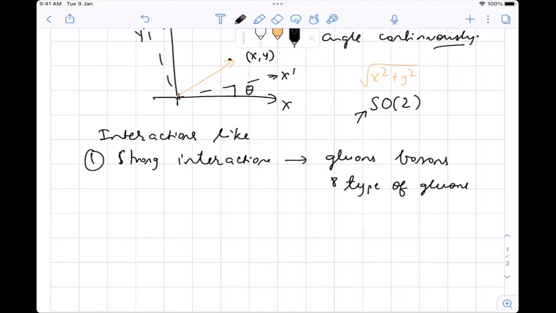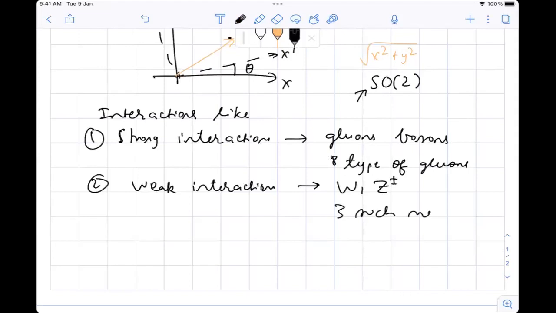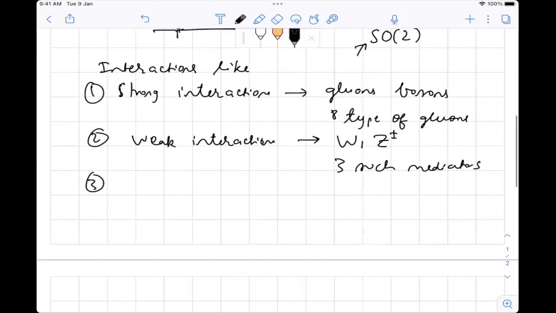So one observation is this. Now let me talk about the weak interactions. Weak interactions are mediated by 3 bosons, W and Z plus minus. So you have 3 such types of mediators that will mediate the weak interaction. And lastly, the electromagnetic interaction.